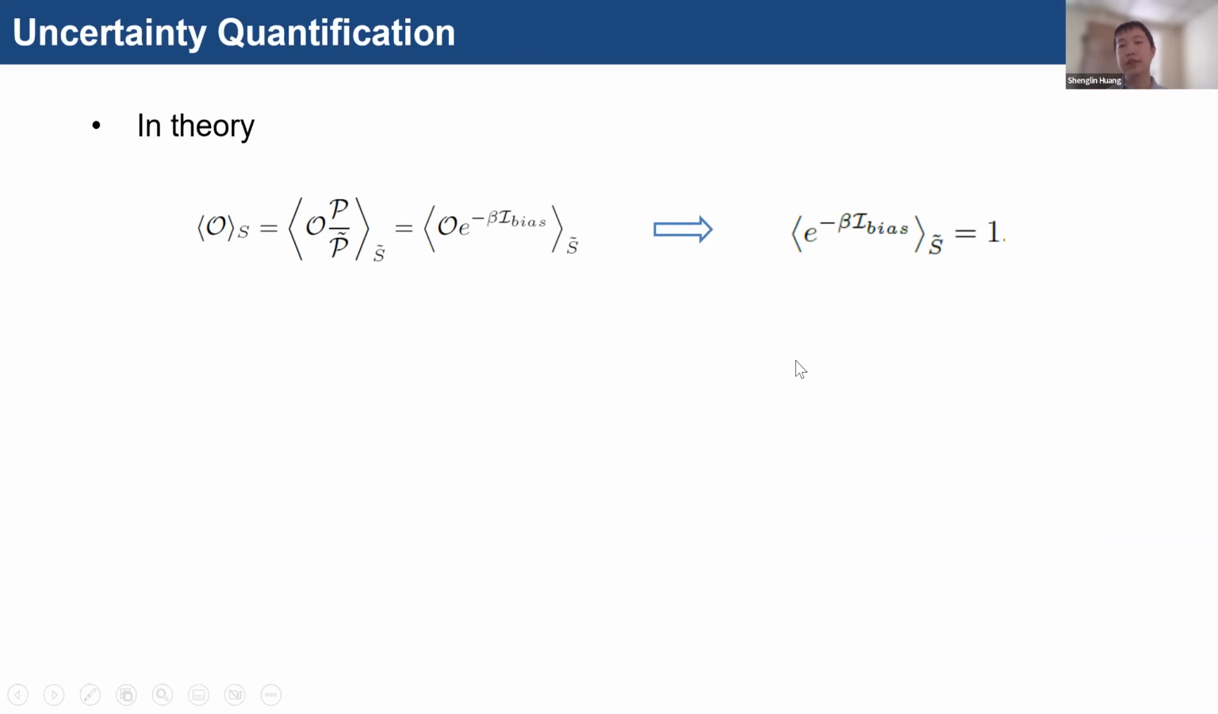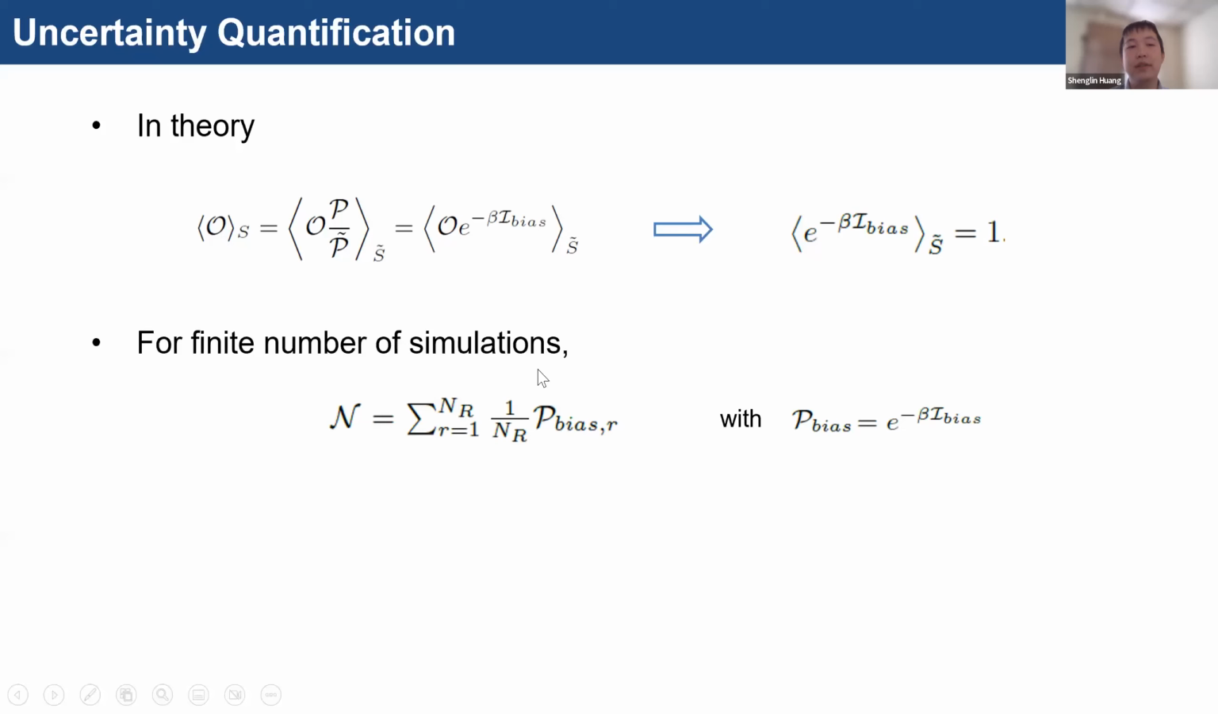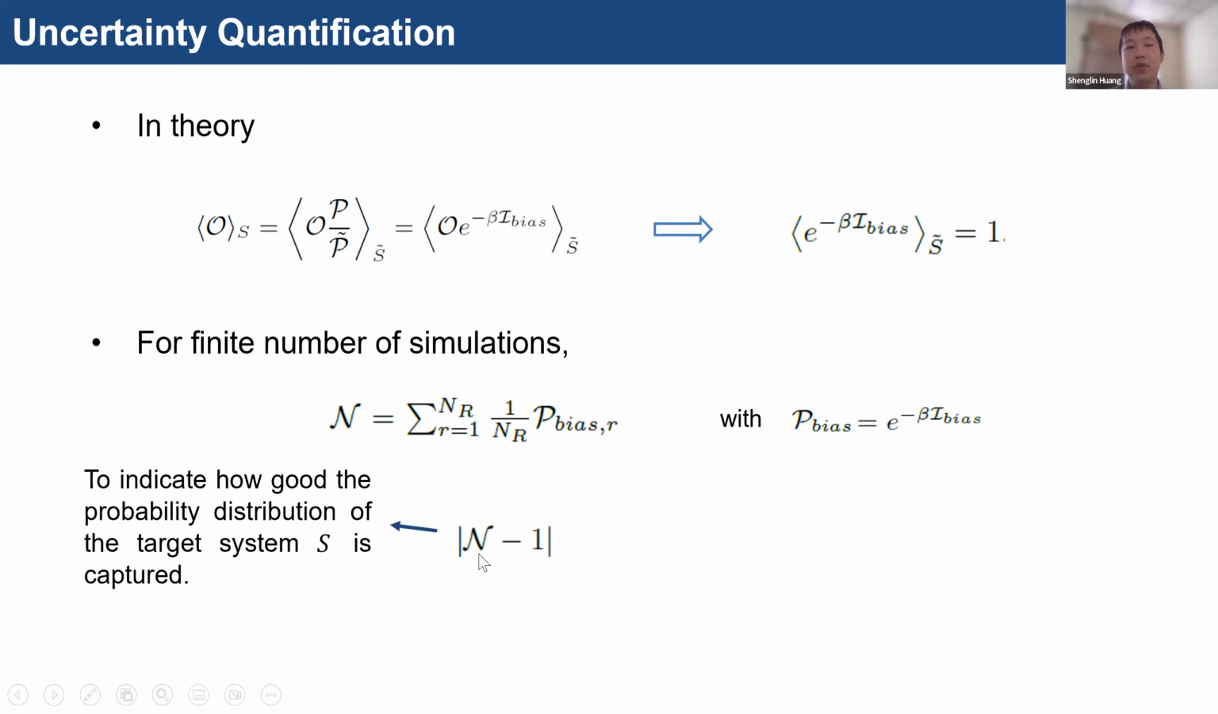So can we do uncertainty quantification for that? Yes, in theory. This is the equation we use to do this prediction. If we choose this O as 1, we find that this reweighting factor should have an average of 1. However, in reality, we don't have an infinite number of simulations, only a finite number. So the average of this reweighting factor is never exactly 1. We define it as n. Then we can use the difference between n and 1 as an indicator of how well we capture the probability of the target system.